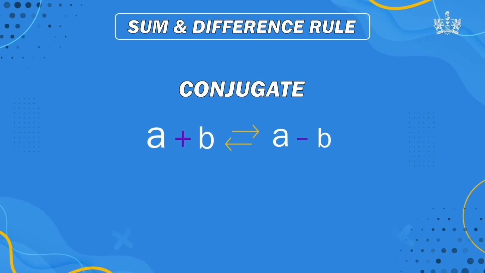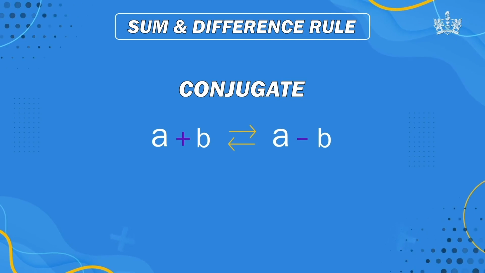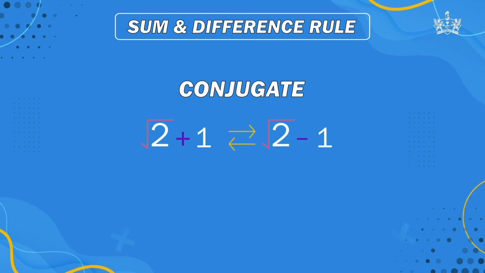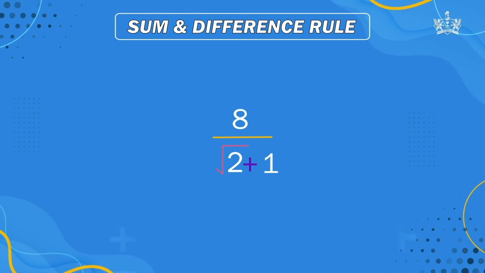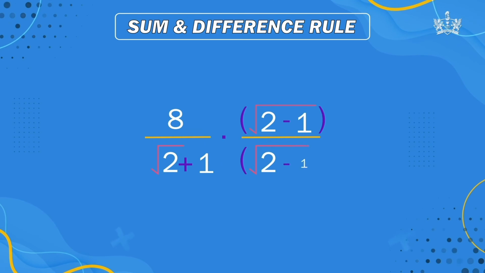So if you have a plus b, the conjugate to that would just be a minus b, or the conjugate of root 2 plus 1 would be root 2 minus 1. So if we wanted to rationalize 8 over root 2 plus 1, we would multiply by the conjugate, root 2 minus 1 over root 2 minus 1.